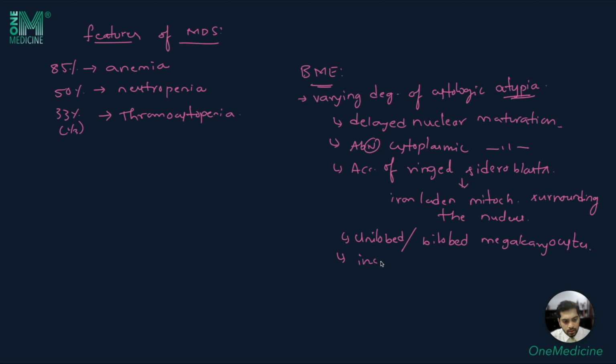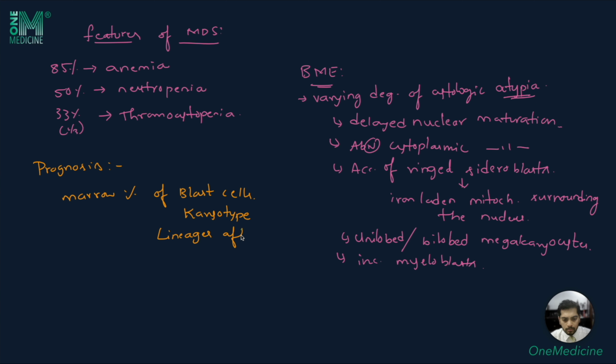There can be increased myeloblasts. Prognosis is usually defined by marrow percentages of blast cells, the karyotype, and the lineages that are affected. Now let's look at the WHO classification of MDS.